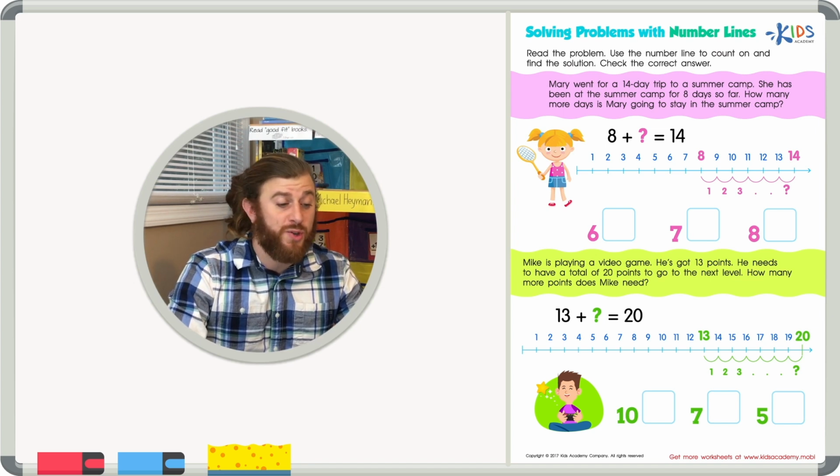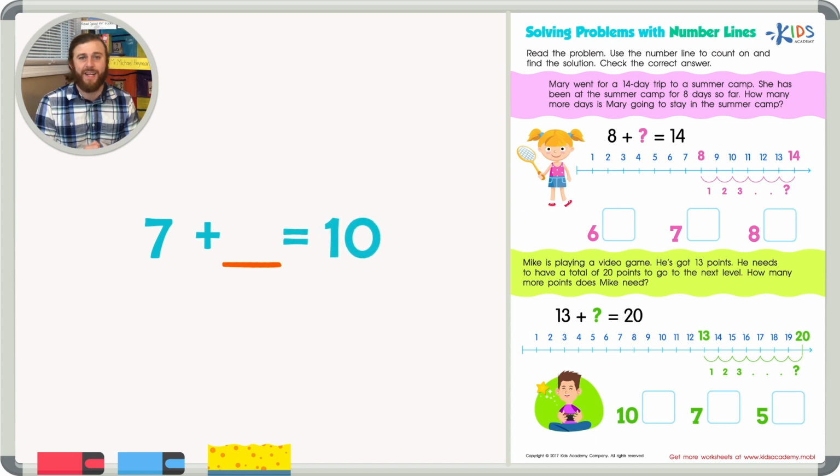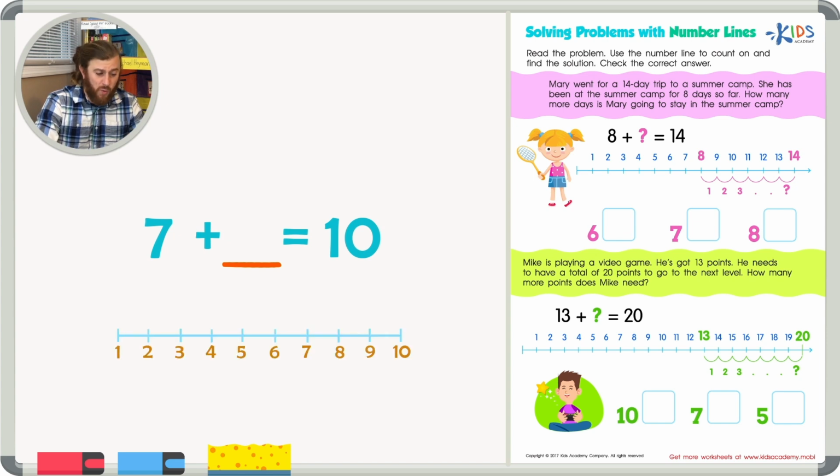Well, let's say we were trying to solve the problem 7 plus blank equals 10. How do we know what goes in the blank? Well, we can use a number line. Let's set up our number line from 1 to 10. If we started at 7, how many numbers would we have to count on to get till 10? Well, let's count together. 7, 8, 9, and 10.